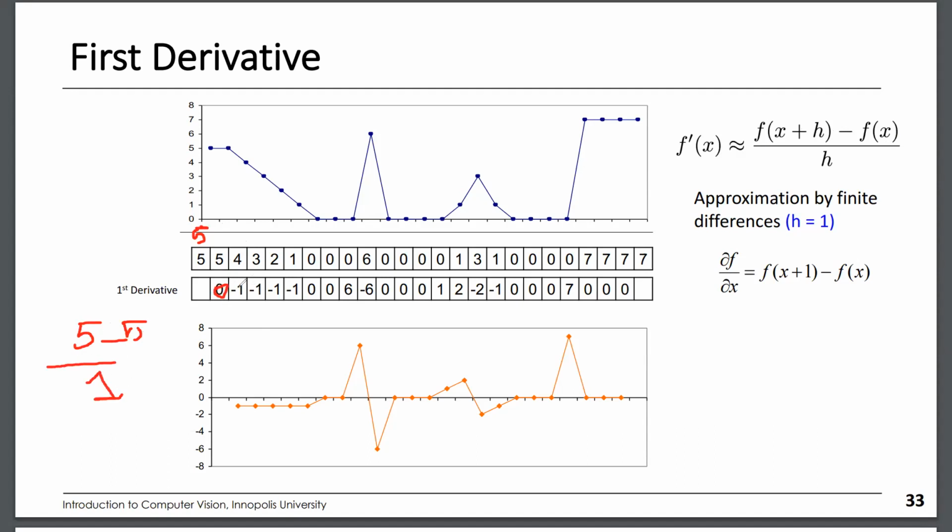And then we have minus 1. This minus 1 comes from 4 minus 5. And then we have 3 minus 4, again gives you minus 1. 2 minus 3, again gives you minus 1. 1 minus 2, again gives you minus 1. 0 minus 1, again gives you minus 1. And then you have 0 minus 0, which is 0. 6 minus 0 gives you 6. 0 minus 6 gives you minus 6, and so on and so forth, right?